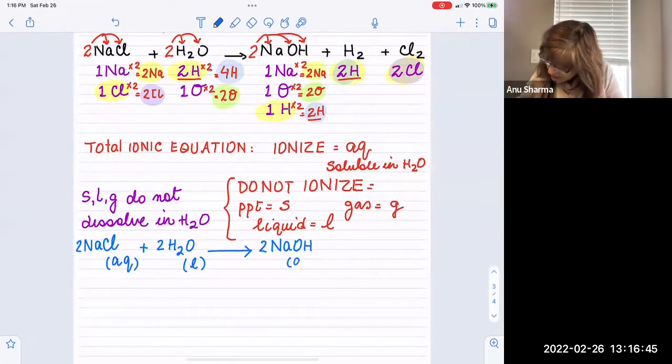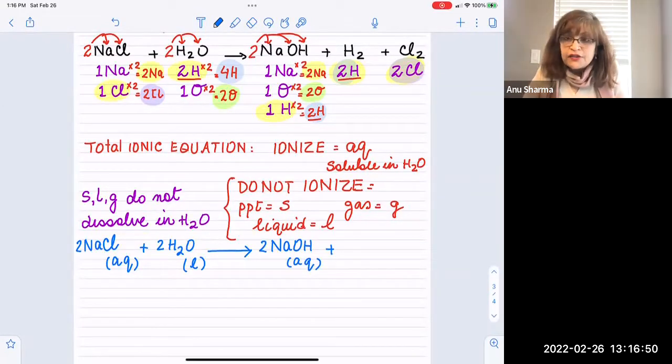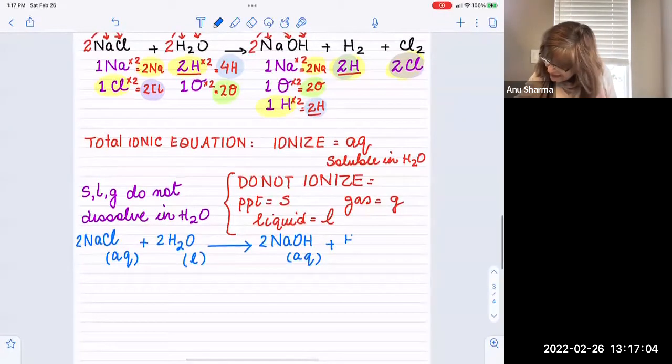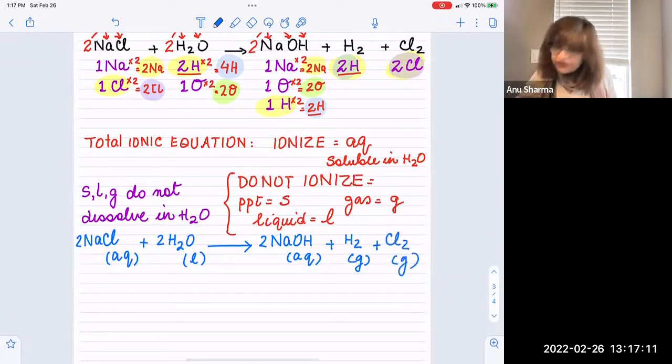So this is aqueous. Okay, so at this point, I highly encourage you to look at my other video on solubility, in which I have gone in more detail on specific species that are soluble or insoluble in water. So you can get practice from there. Okay, anyway, so now we have hydrogen as a gas, which will not ionize, and we have chlorine as a gas, which is not going to ionize.